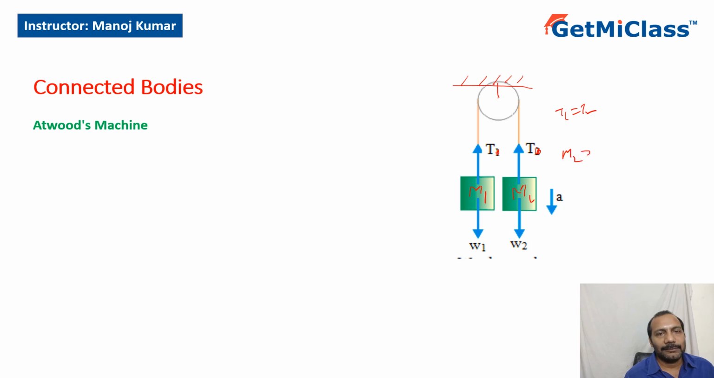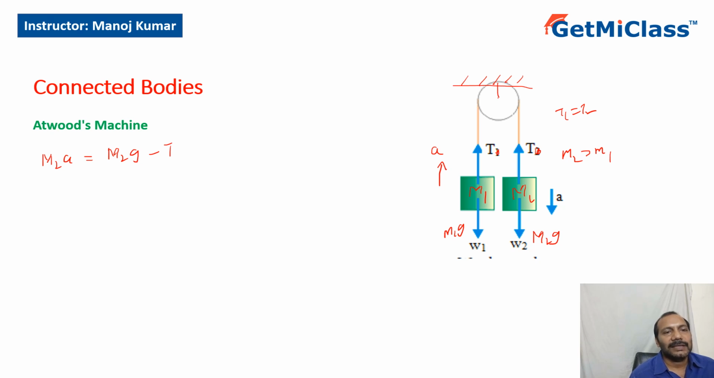However, if M2 is greater than M1, what will W2 be? W2 is M2G, W1 is M1G. Then M2 would come down with acceleration A and M1 would go up with acceleration A. Now if I want to find the acceleration of the system, how do I write it? I'll write the equation of motion for mass M2. Net force on M2 is M2 into A, downward. That is the downward force M2G minus the upward force, tension.